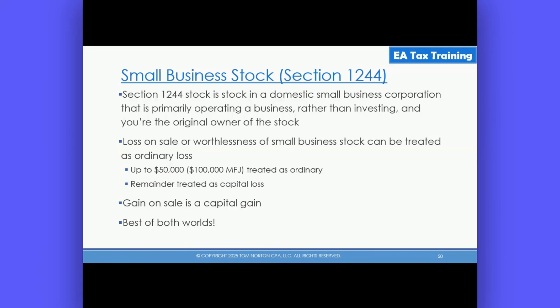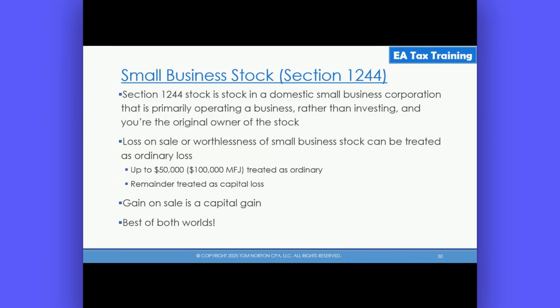So you've got a business, and it's not a business that you're just using to invest in things. You're actually running a business, and you're the original owner of the stock. So you've started this company. That is Section 1244 stock. The loss on the sale or worthlessness of that stock can be treated as an ordinary loss up to $50,000. And it's $100,000 if you are married filing jointly. Any loss in excess of that $50,000 or $100,000 will be treated as a capital loss.